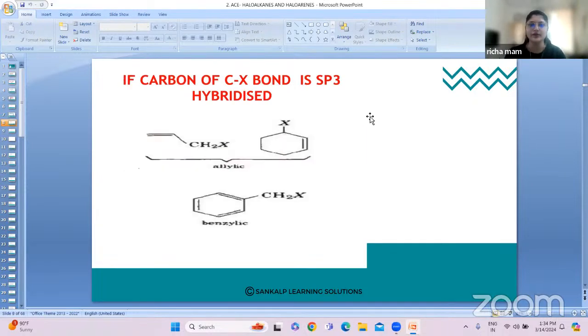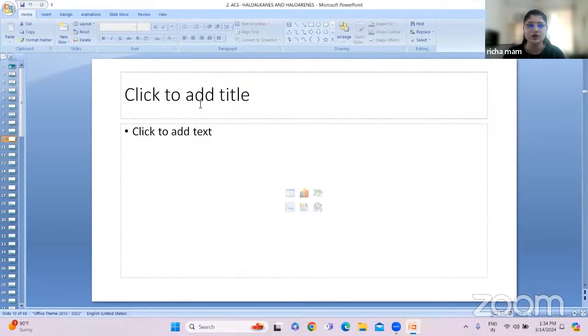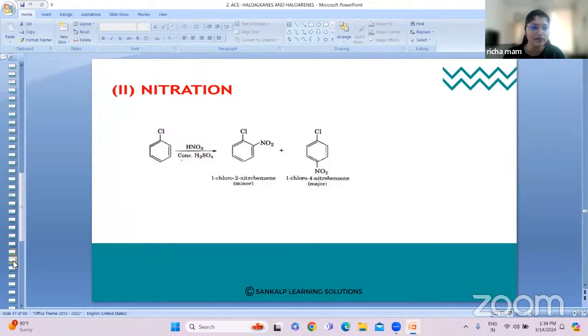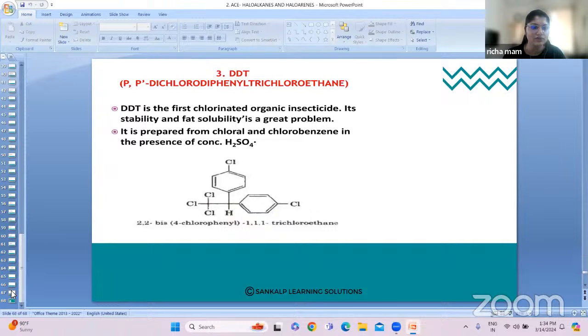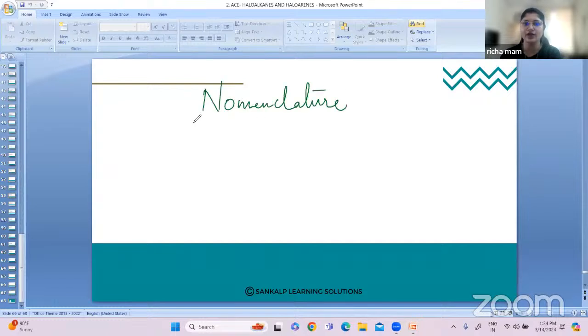Okay. So we were discussing the nomenclature in our previous session. We have seen some of the molecules. Let me take a blank slide. So we have seen how to give the common name as well as the IUPAC name. We have started with the nomenclature in our previous session, so we are continuing.